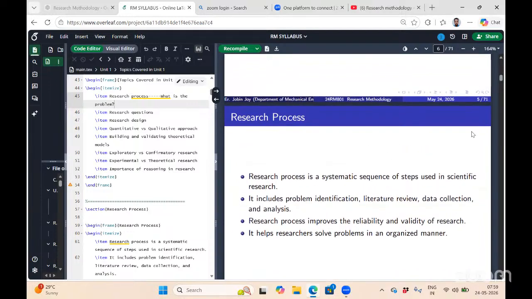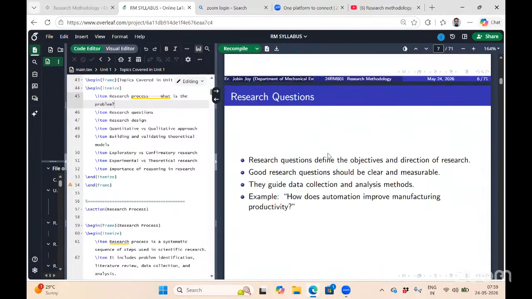So the research process is a systematic sequence of steps used in scientific research. The research process includes identifying the problem, what is the problem, and then conducting a detailed literature review, and collecting data, and finally analysis. The research process improves the reliability and validity of research. It will help the researchers to solve the problem in an organized manner.